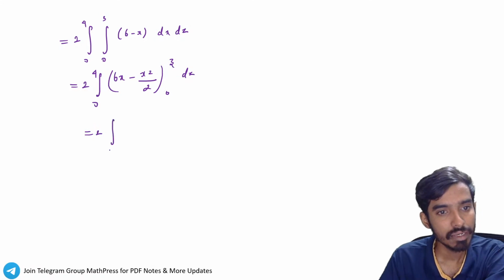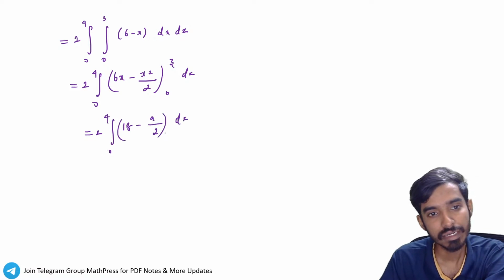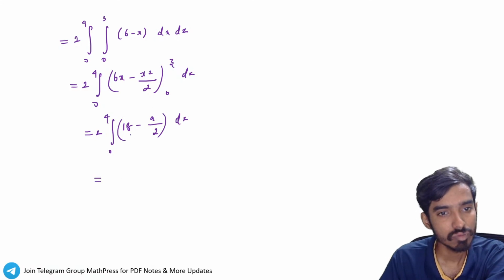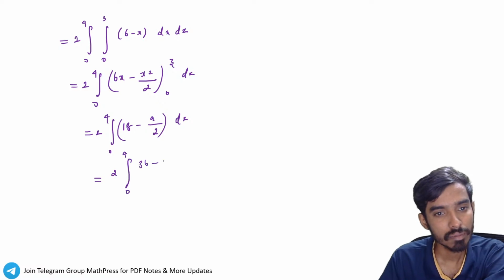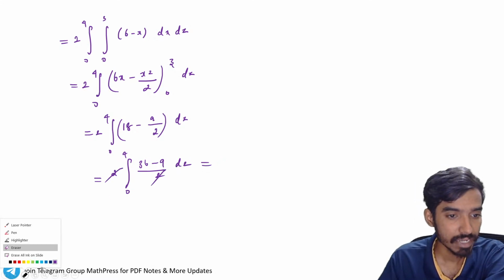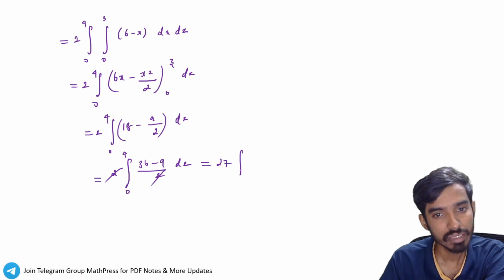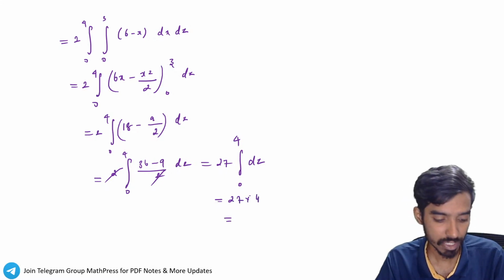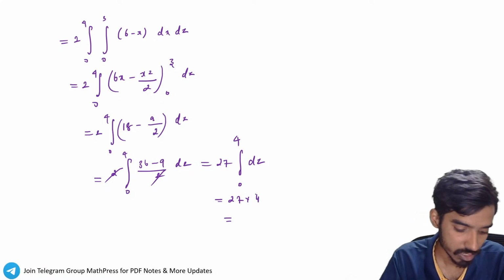So this will be the integral 0 to 4 of 6 times 3 is 18, 3 square is 9, so it will be 18 minus 9 by 2 into dz. Everything is constant. So 2 into the integral of 0 to 4 of 36 minus 9 by 2 dz. I can cancel this 2. So 36 minus 9 is 27, so 27 times the integral of dz from 0 to 4, which is 27 into 4, the required answer.